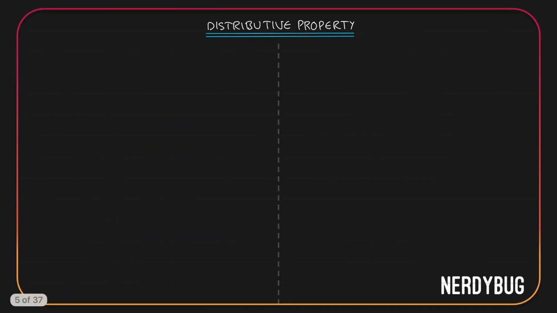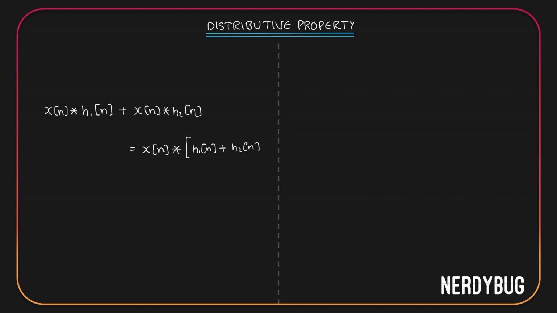The next property we have to learn is distributive property. Let's take a discrete time LTI system first. According to distributive property, if you take the convolution of some x of n and some h1 of n, add it to the convolution of x of n and some other h2 of n, this is the same as taking convolution of x of n and the sum of h1 of n and h2 of n. This is kind of similar to how 2 into 3 plus 2 into 4 is equal to 2 into 3 plus 4.